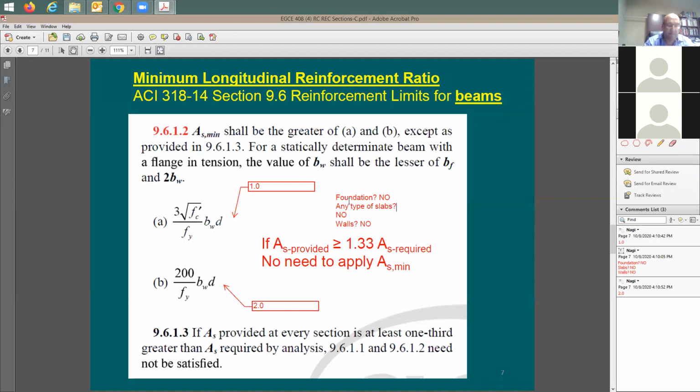I'm going to say no. One-way, two-way slab, don't use this equation. This equation is only for beams and girders. So as it says here, beams. You put this box here. So this is only for beams.